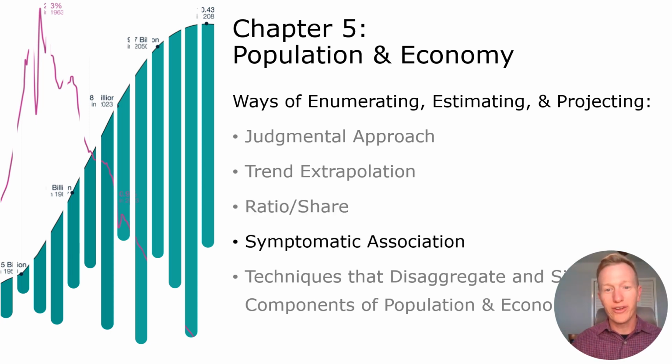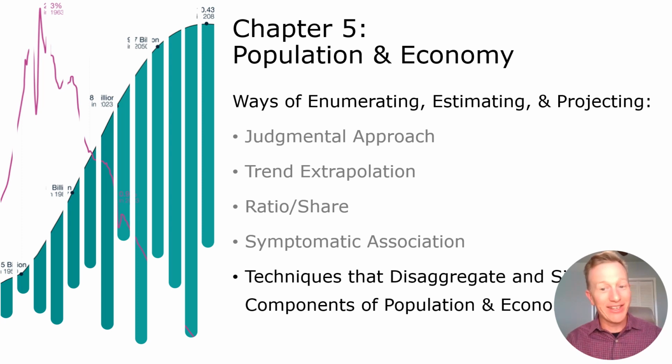So the fourth way of enumerating, estimating, or projecting is the symptomatic association. And this is common for estimating, but it should not be used for projections. Basically, you're using a symptom of a larger number to estimate the larger population. So the authors talk about using birth and death rates to estimate population. For instance, the way we determine population in the state of California is we look at household size and building permits to estimate population.